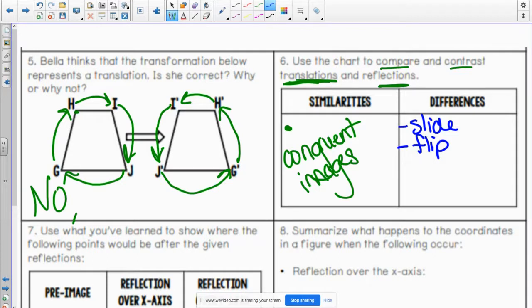The other reason, we could talk about those orientations. If you translate, so if this would have been H prime, I prime, G prime, and J prime, the orientation would have been the same. H to I prime to J prime, G prime to J prime to G prime, and G prime to H prime. Notice that you're still going clockwise. So when it's a slide, those orientations stay the same. When it's a flip, I already just talked about that, then the orientations of the vertices actually reverse. They go into counterclockwise. Next question.